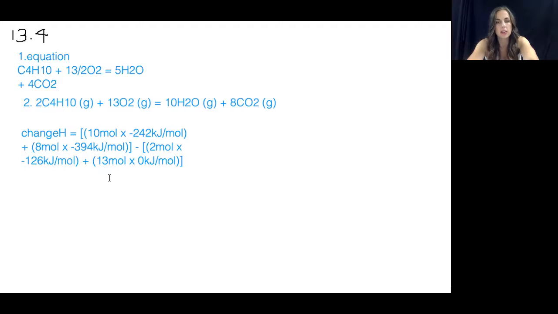Negative 5,320 kilojoules. Notice it's negative, so that means this was an exothermic reaction, which should make sense because any combustion reaction is going to produce heat. So makes sense.